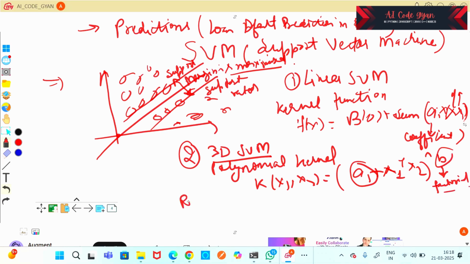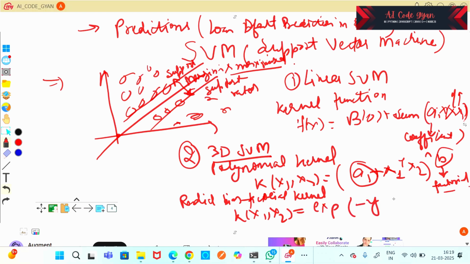And there is another, the radial basis function kernel, and the function will be k(x1, x2) equal to exponential of minus gamma into the Euclidean distance. The Euclidean distance will be the distance of this margin. So this is called Euclidean distance.